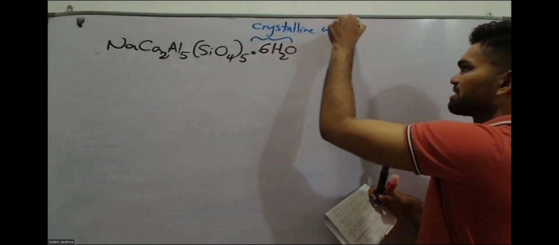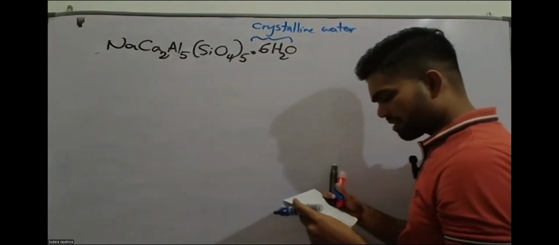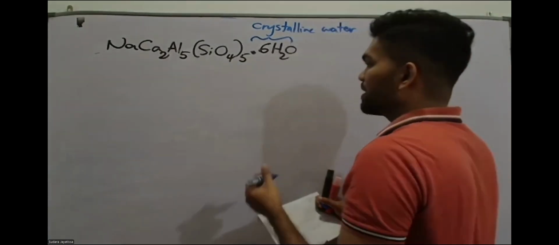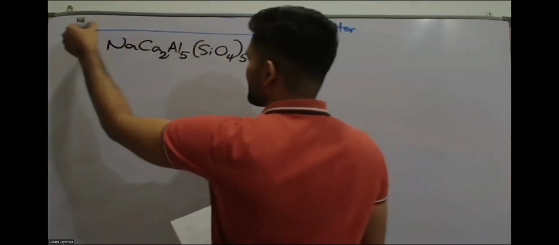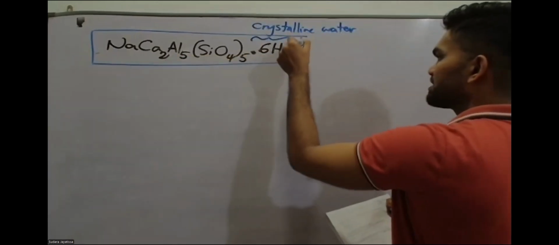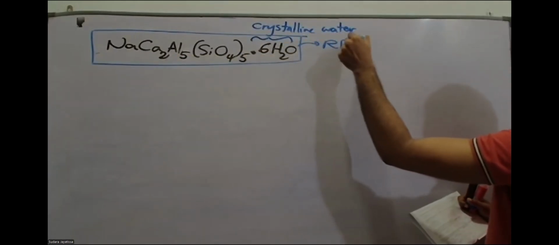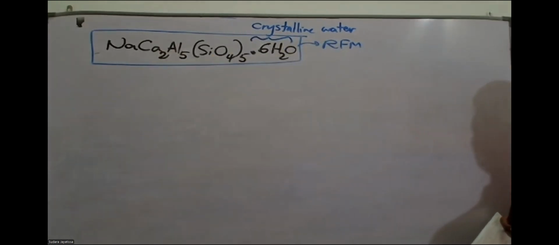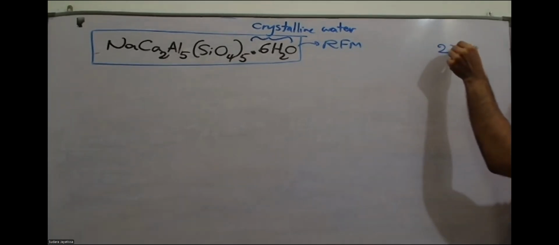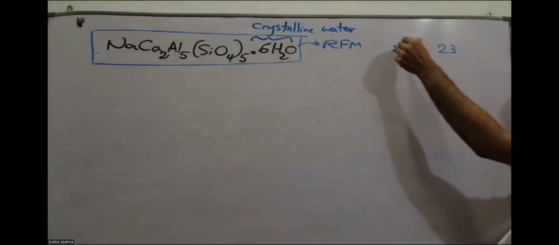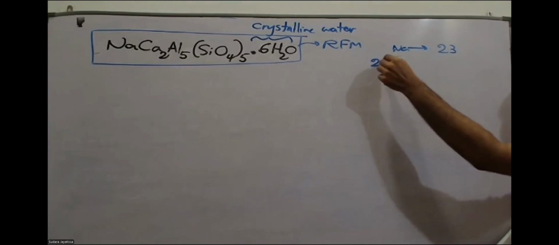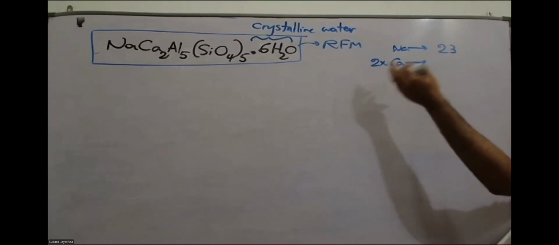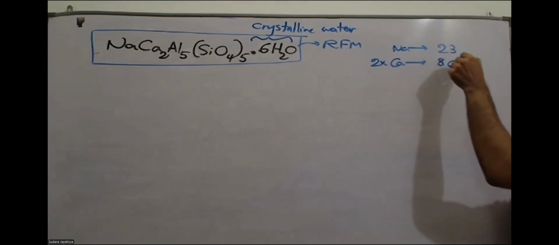We'll discuss more about this later, okay, in the theory class. However, when you are getting the relative molecular mass, relative formula mass actually, you need to consider the whole thing. Understand? So, you have a sodium, that means 23. From sodium, you have 23. From 2 calcium, you have 40 into 2, 80.